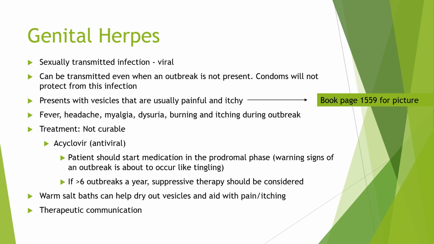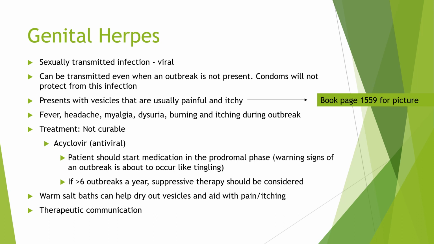Genital herpes. So this is a sexually transmitted infection. This is viral, so this can be transmitted even when an outbreak is not present. Condoms will not protect from this infection. It presents with vesicles that are usually painful and itchy. The patient might also have flu-like symptoms, fever, headache, myalgias, dysuria, burning, and itching during an outbreak. For the treatment, first off, this is not curable. You have it for life.